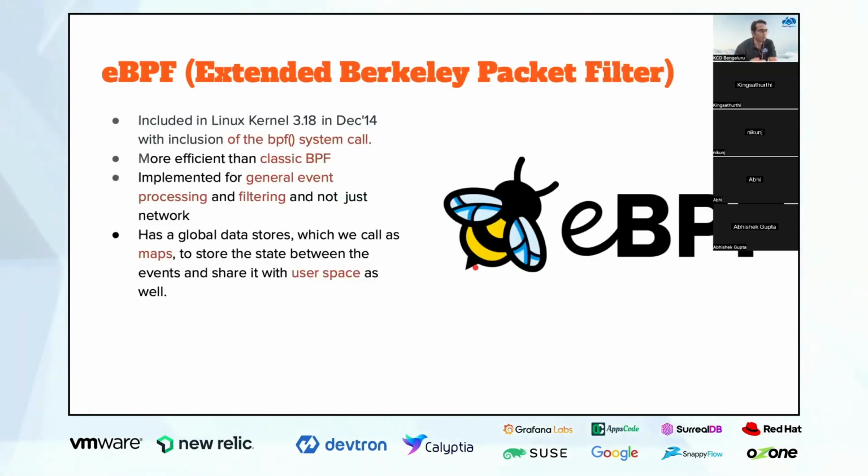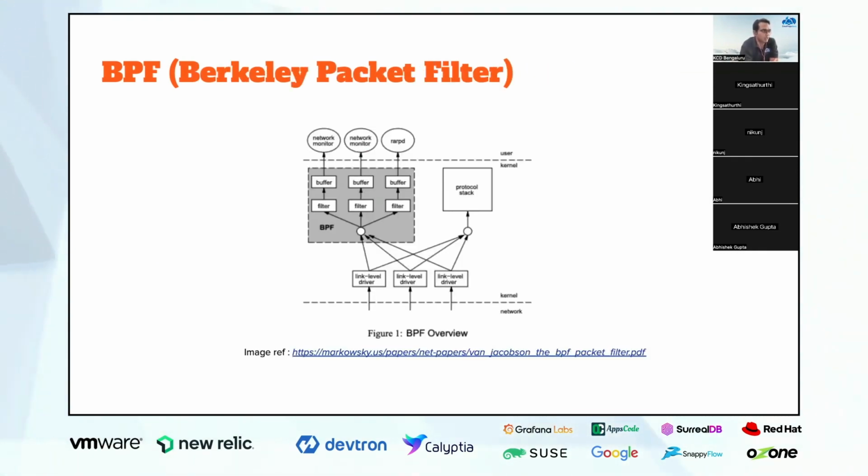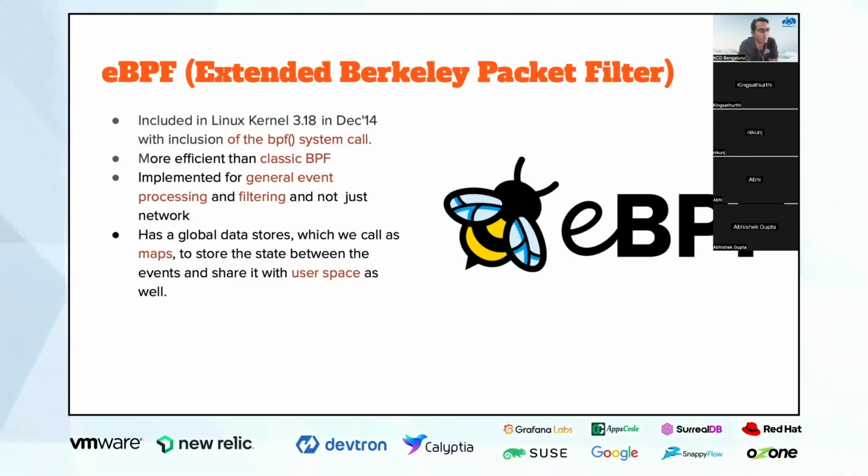So from there, we move to the next level, which is eBPF, which is Extended Berkeley Packet Filter. Though you may think that, okay, it was previously used only for the network, maybe extended means that I can look at the network in a bit more detail, but it is more than that actually.